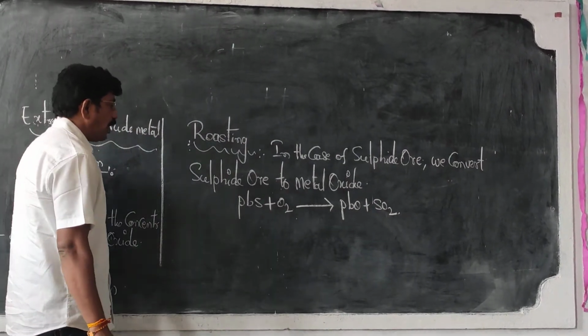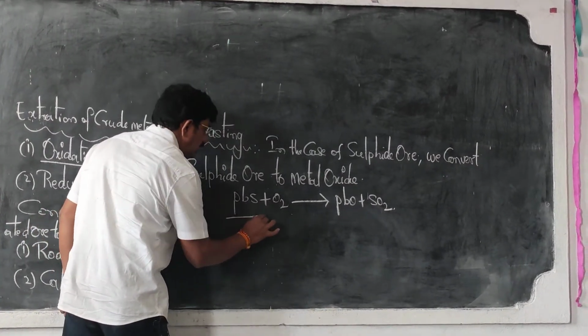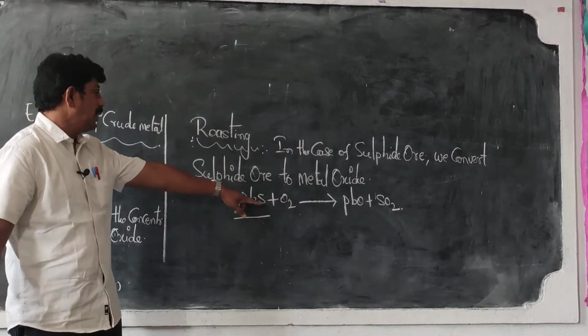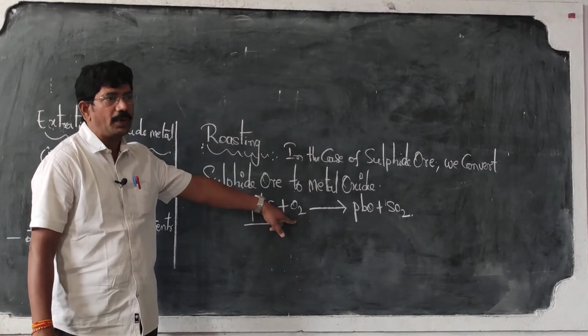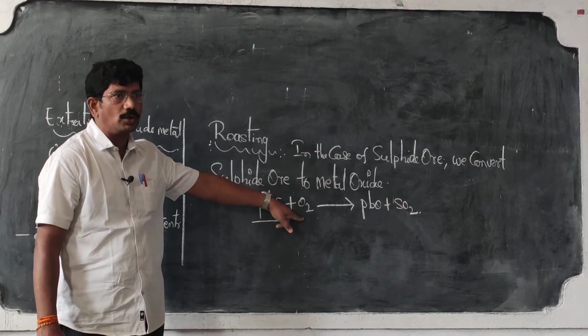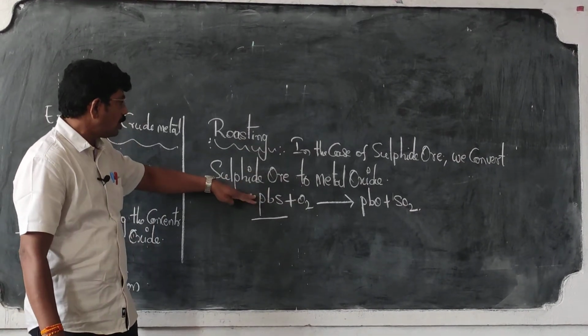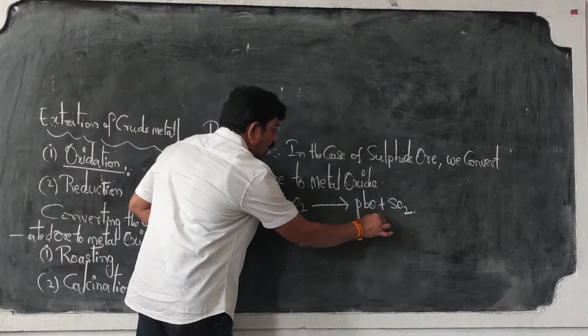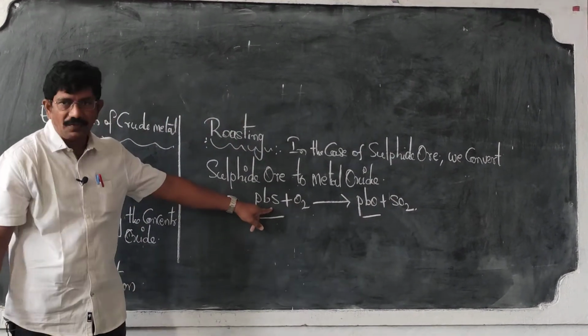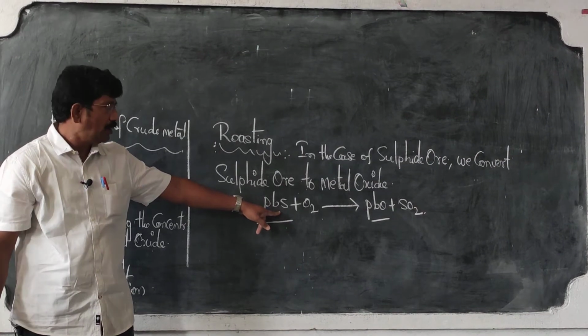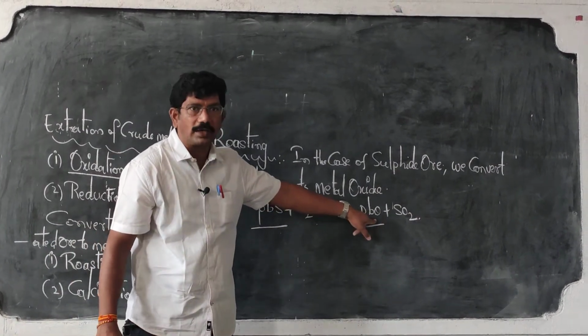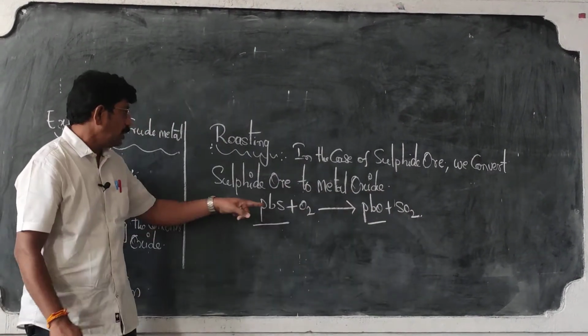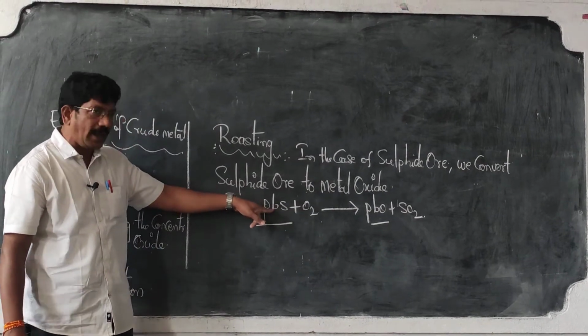What is formed here? Sulfur dioxide. What you are doing? You are heating the sulfide ore in the presence of oxygen. Are you clear about that one? So you are heating the ore in the presence of oxygen to convert this sulfide ore to oxide ore. See this one. Here lead sulfide is there. That lead sulfide is converted to oxide ore. What you are doing here? You are adding oxygen to lead.